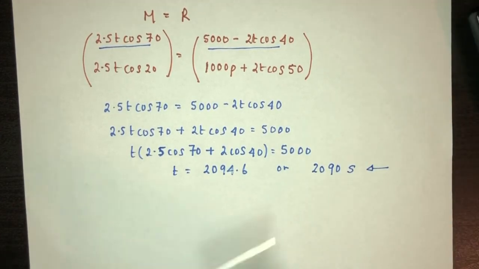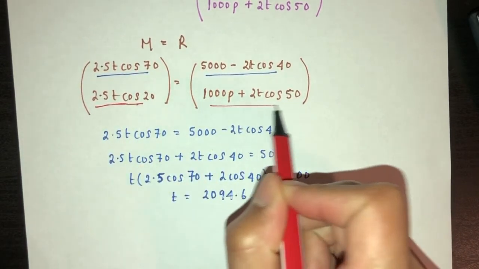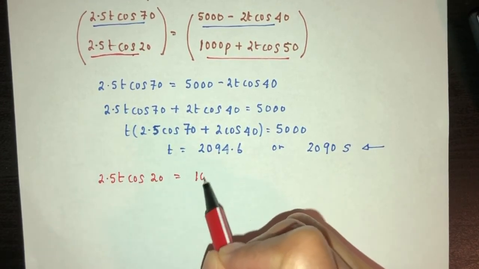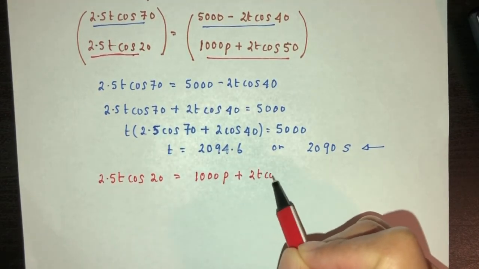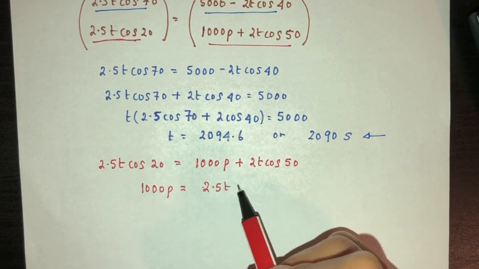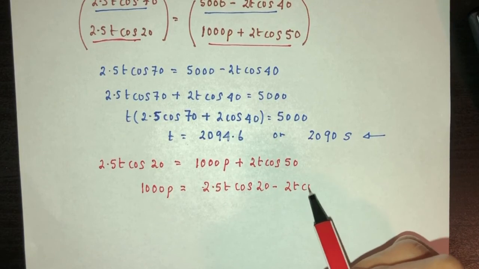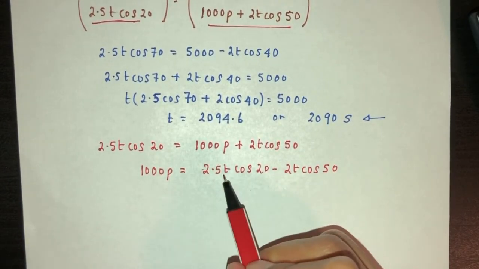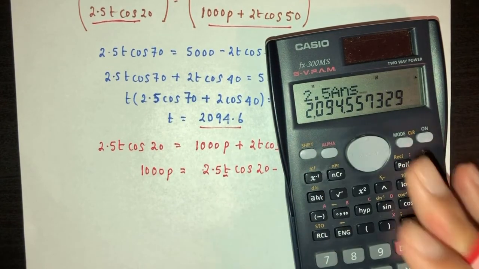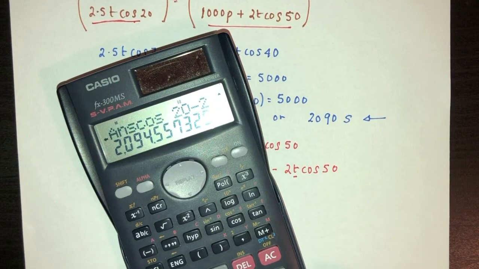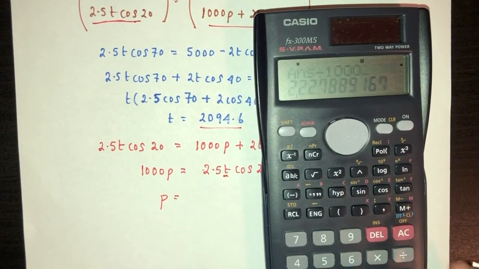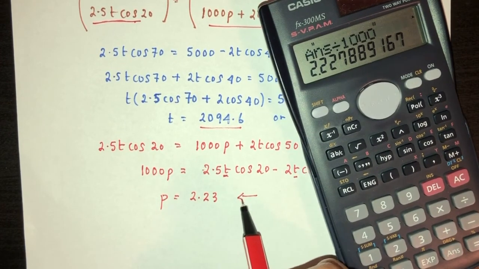Now we also have to find the value of p. So for p, you have to use this equation, this one against this one. So here you have 2.5t cos of 20 is equal to 1000p plus 2t cos of 50. Now 1000p is equal to 2.5t cos of 20 minus 2t cos of 50. Now we know the value of t already. From here we replace, and then let's see what we have. So 2.5 times t cos of 20 minus 2t cos of 50, that will be this much. Then we have to divide by 1000 to find p. That will be 2.23 for the value of p.